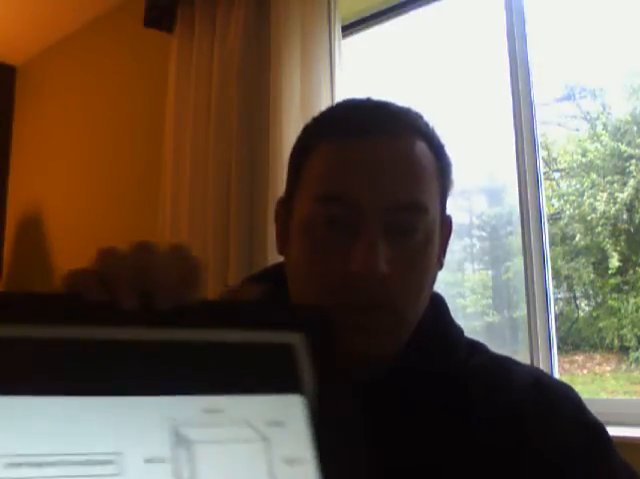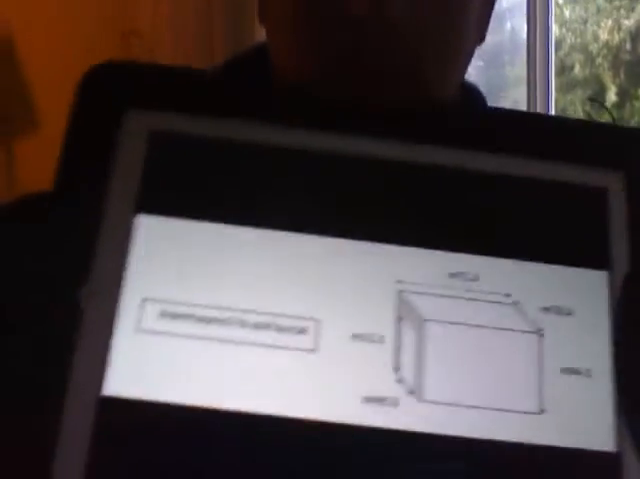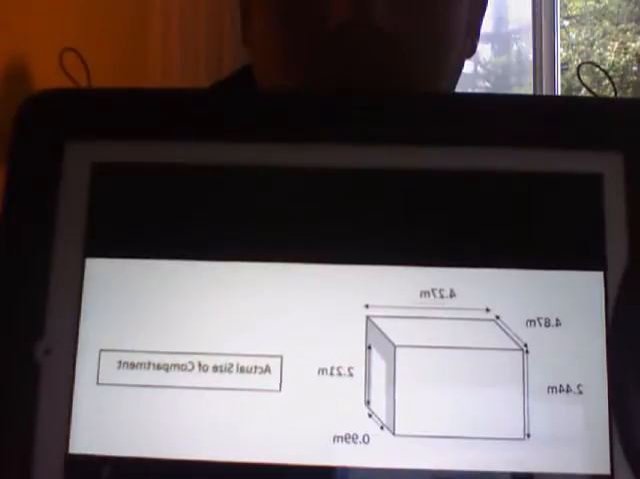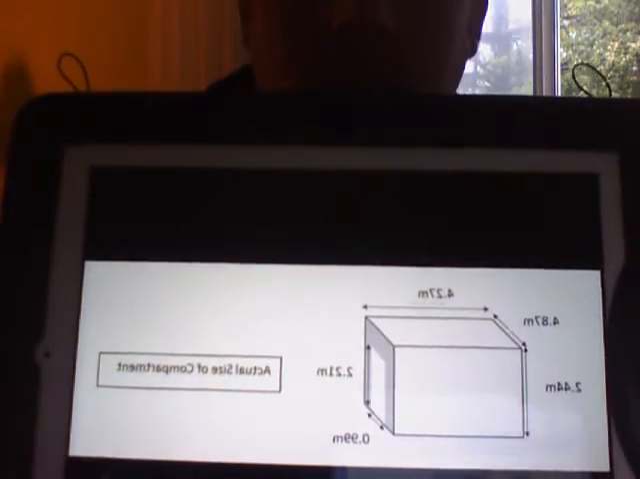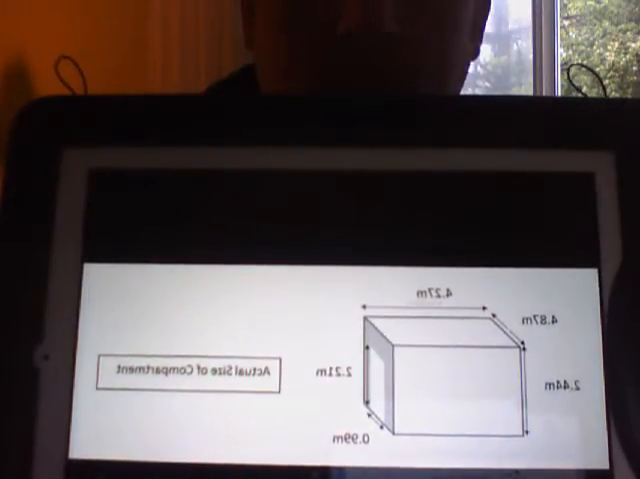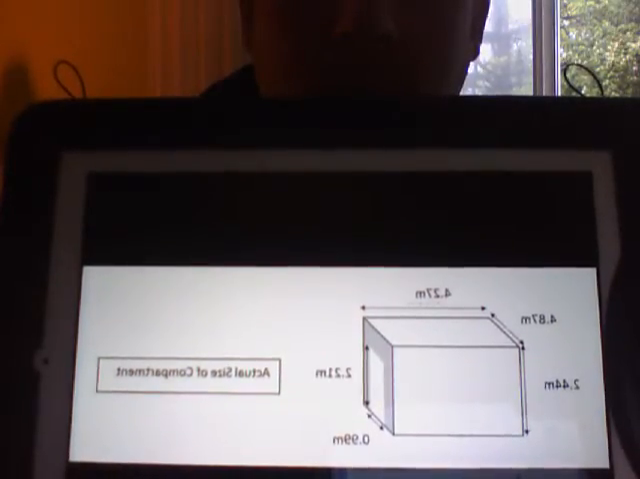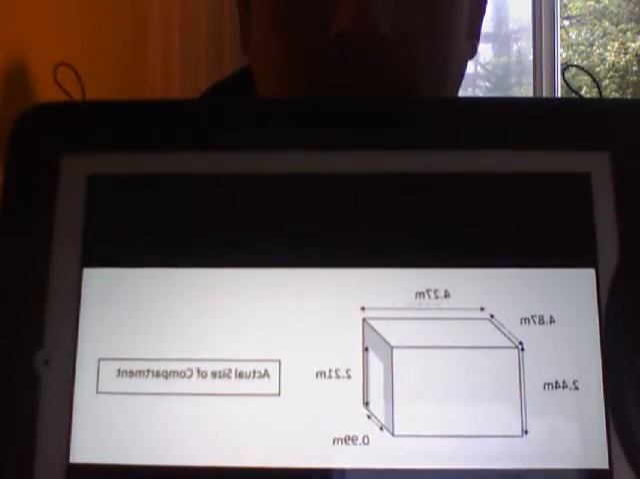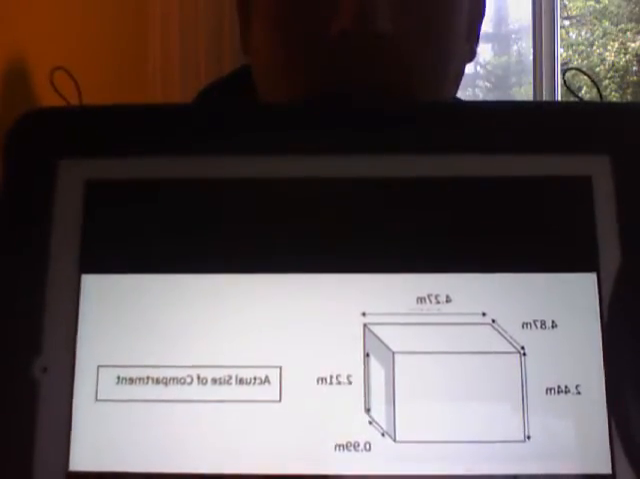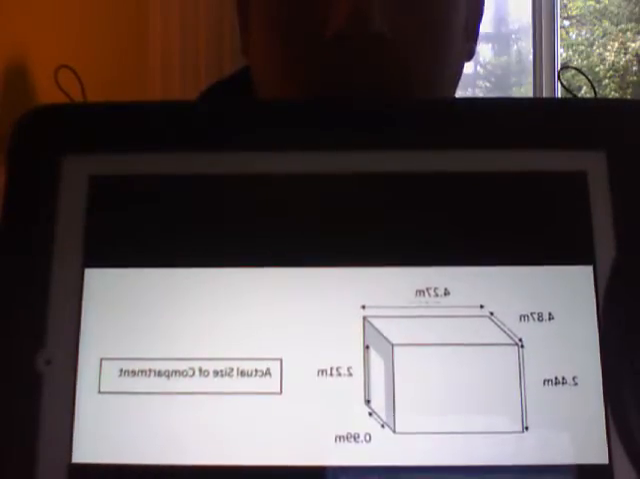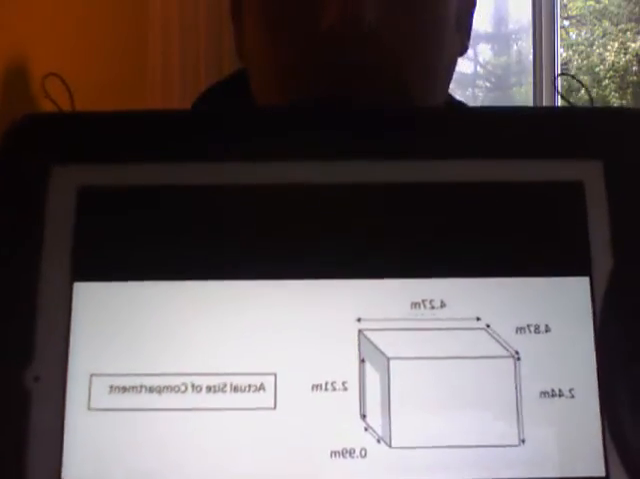What I did for this project that may be a little different from what some other people did is I took the actual size of the compartment, which you can see here. Let me adjust my camera. Here's the actual size of the compartment. It basically broke down to 4.27 meter width by 4.87 meter depth and a 2.44 meter height, which is a standard 8-foot height for any room. And then you had one opening that was 2.21 meters high and 0.99 meters wide.